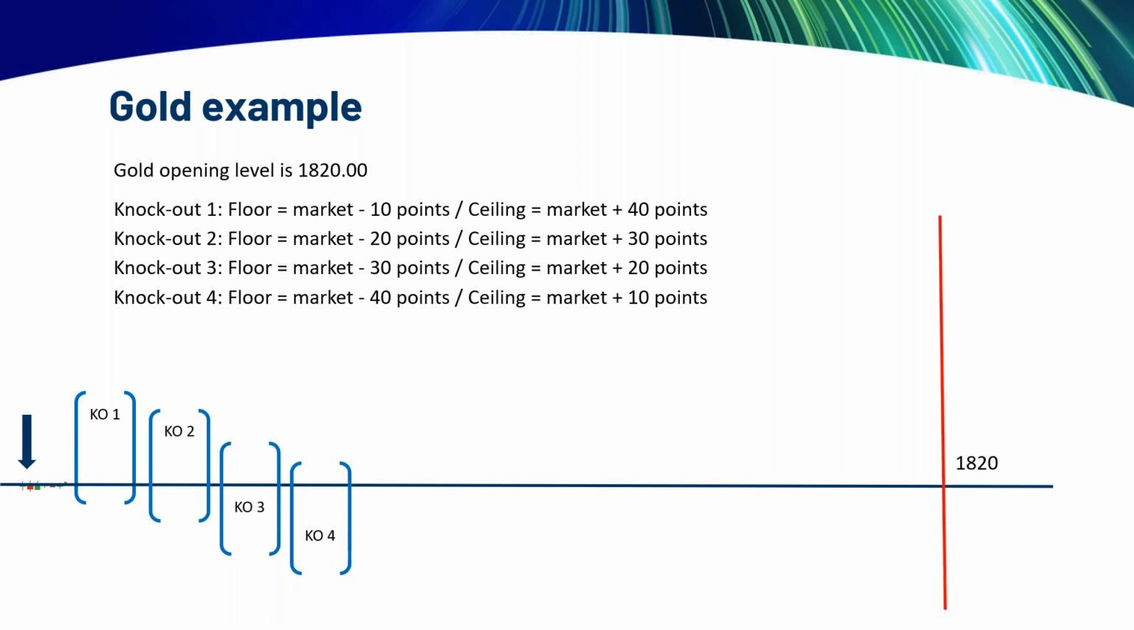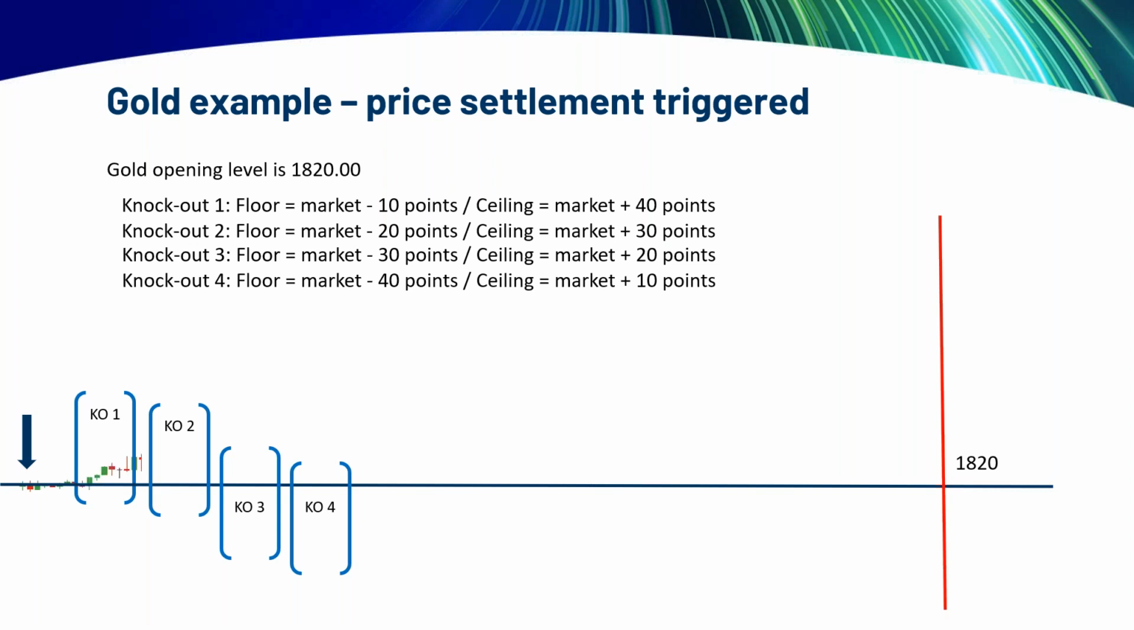And there's the end of the week, so we know when it will actually settle. If it doesn't touch the floor or ceiling at all, now, as time goes on, then the price of gold in this example went higher. Now, it went higher, and you'll notice it touches the ceiling of knockout number 4. Now, number 4 had the lowest ceiling. It also has the lowest floor, but it's got the lowest ceiling, so it touched that ceiling first.